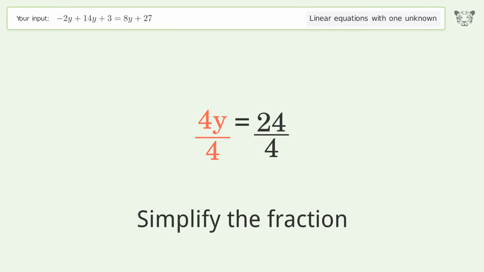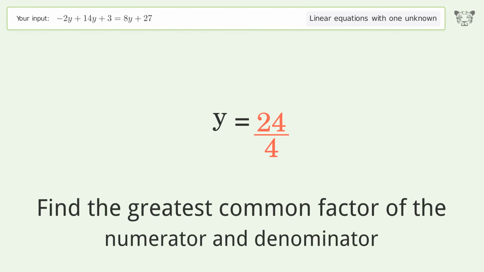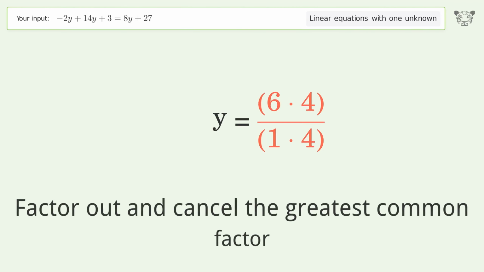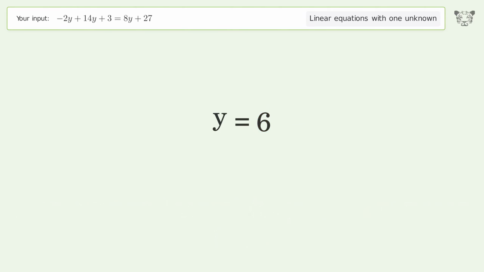Simplify the fraction. Find the greatest common factor of the numerator and denominator. Factor out and cancel the greatest common factor. And so the final result is y equals 6.